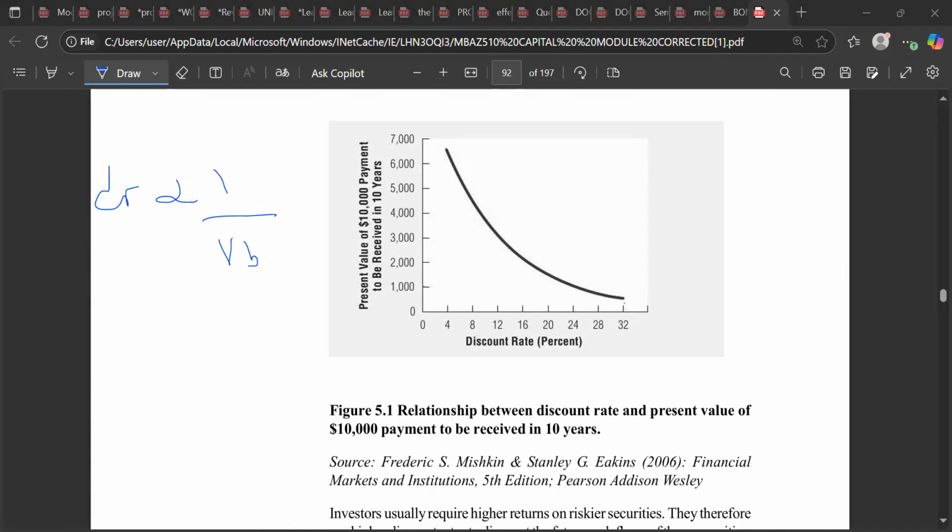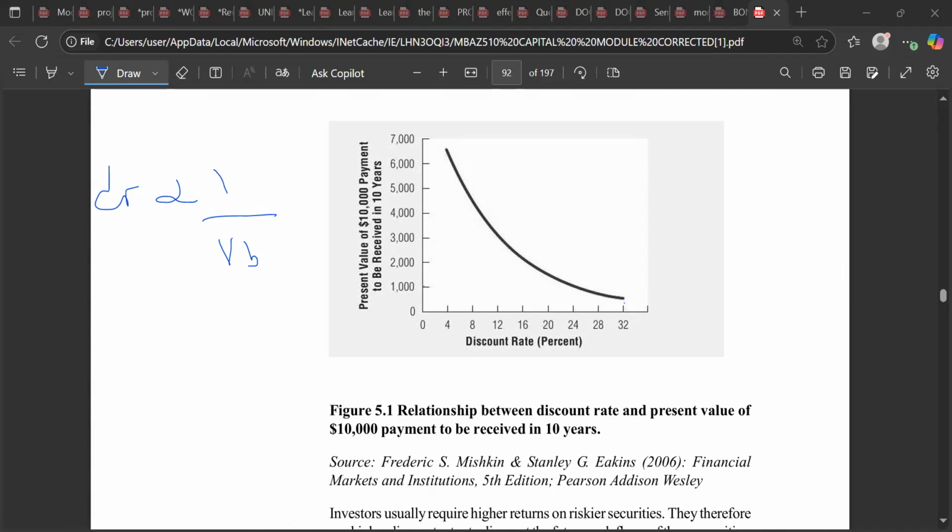Okay. So the key takeaway here is that the higher the rate, the lower the present value of the future cash flows. Higher the rate, the lower the present value of the future cash flows. That's the key takeaway from this part.